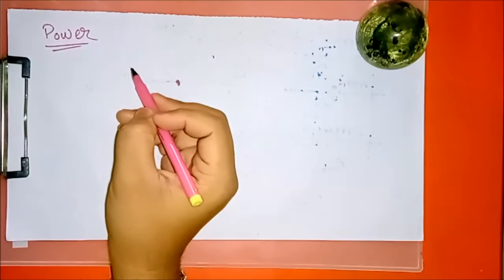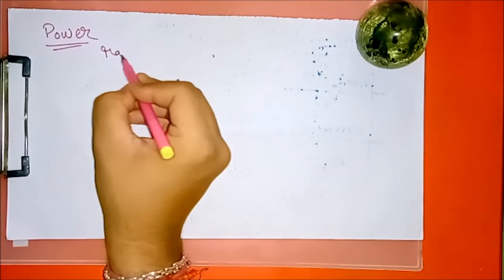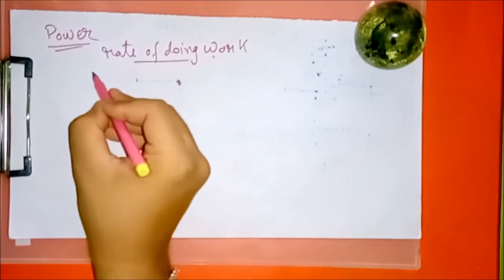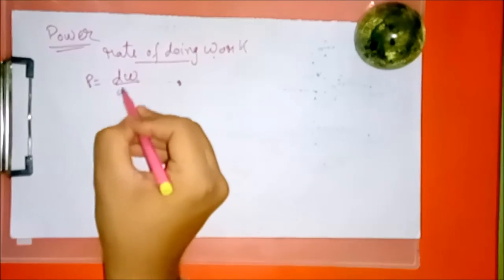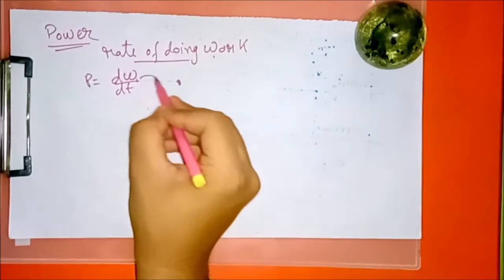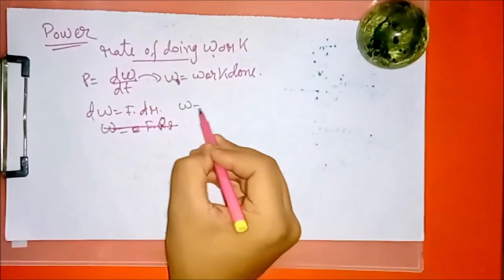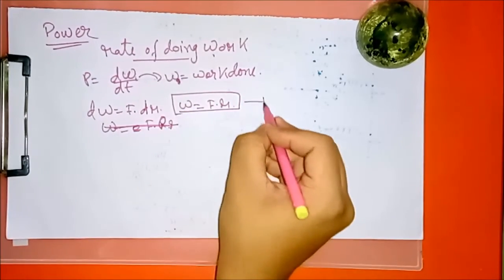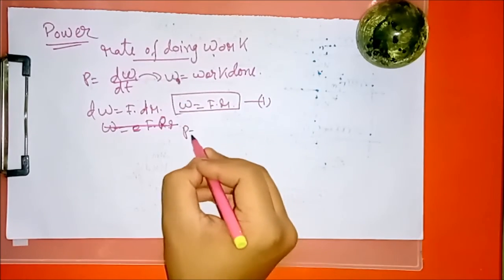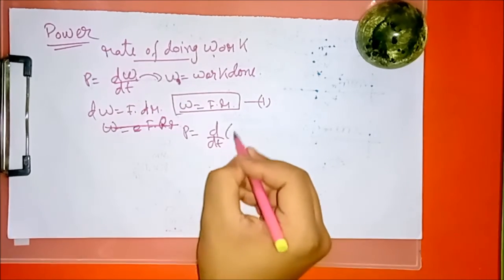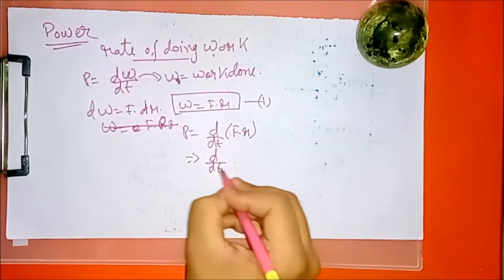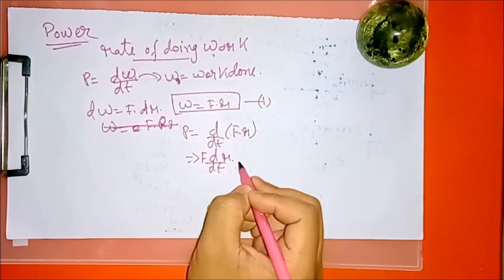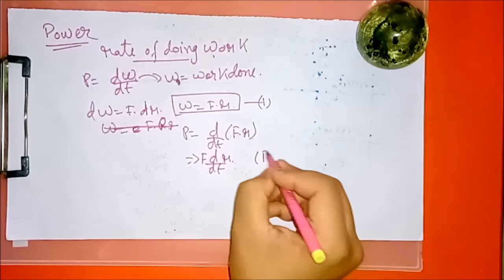So what is power? Power is nothing other than the rate of doing work. The rate by which we do work is termed as power. It's simply P is equal to dW/dt, or d/dt of W, where W is the work done. If dW equals F dot dr or W is equal to F dot r, by putting this value in this equation, we get that P will be equal to d/dt of F dot r, where F is coming out.